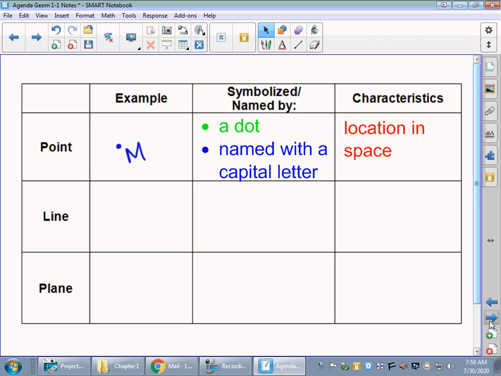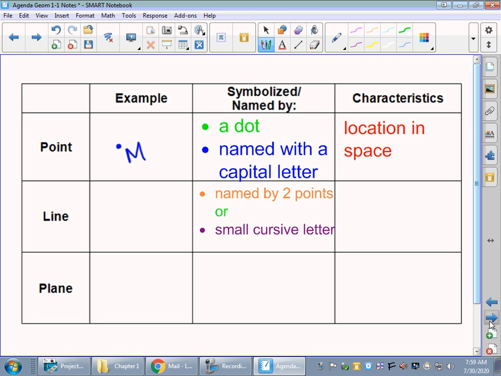A line is actually technically a series of points. And let's do this first. It's named by two of the points that are on the line, or we can use a small cursive letter. So let's draw a line. So first of all, everybody knows, what does a line have to have at the ends of it? We always put arrows, right? Because a line goes off in both directions forever. If it doesn't have arrows on both sides, it's not technically a line. We'll talk about those in future sections.